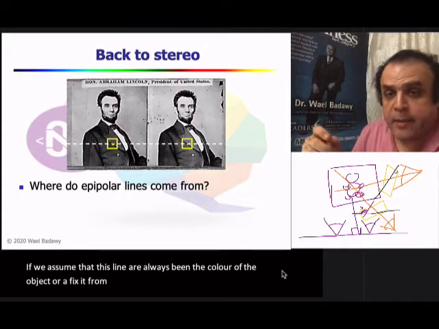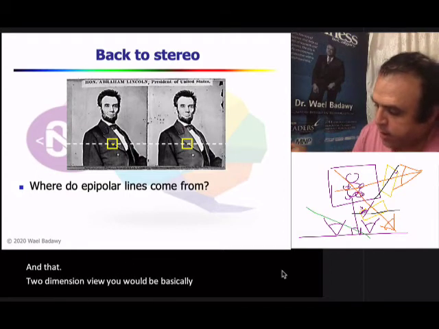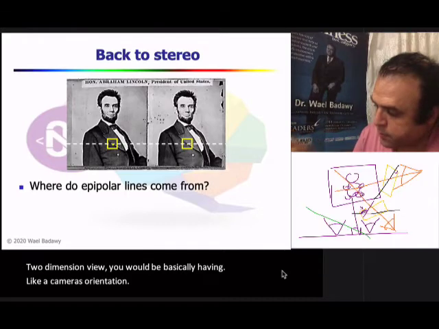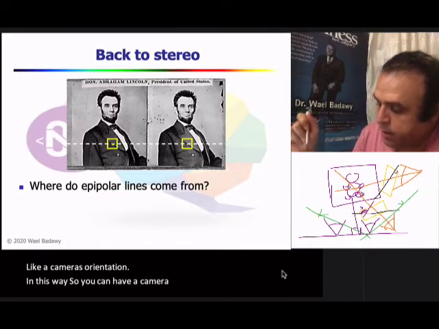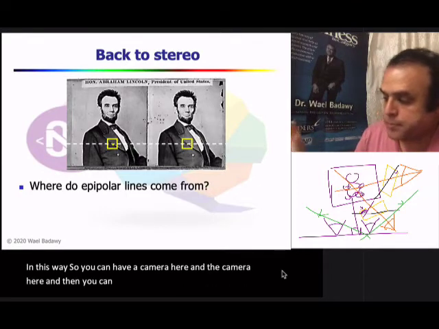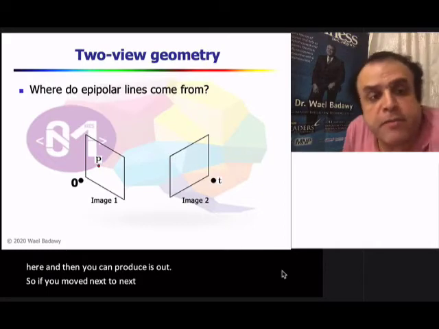In the two-dimension view, you will basically have the cameras' orientation in this way, so you can have a camera here and a camera here, and then you can produce the output. So if we move to the next slide, you will have the two geometries.